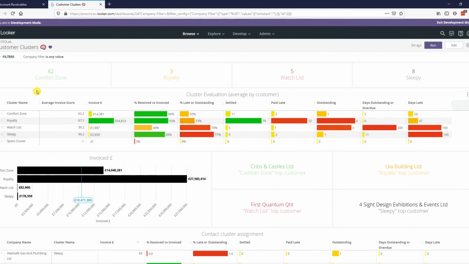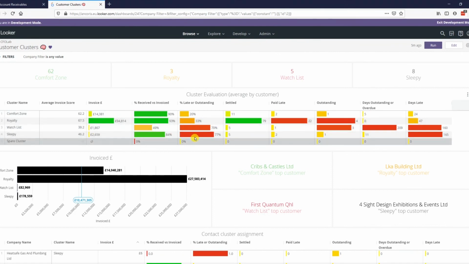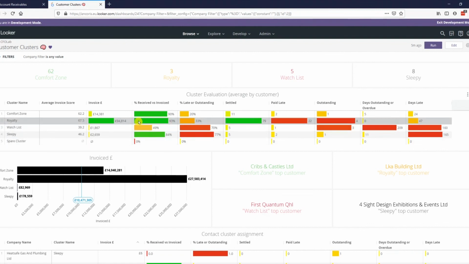Given a friendly name to summarise their defining features, we can see that Comfort Zone contains the customers who are good payers with timely and complete payments. On the other hand, the Watch List is the group infamous for late or even no payments. It is good news then, the tile above tells us that the Comfort Zone cluster contains the majority of our clients with a size of 62, and the Watch List is much smaller.